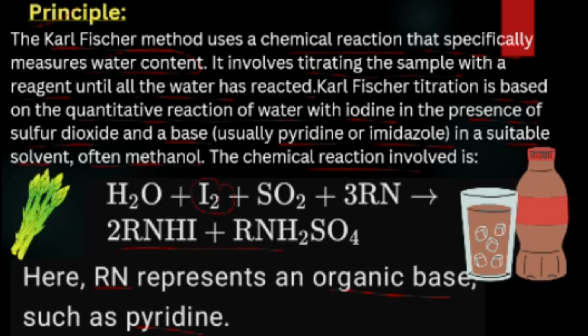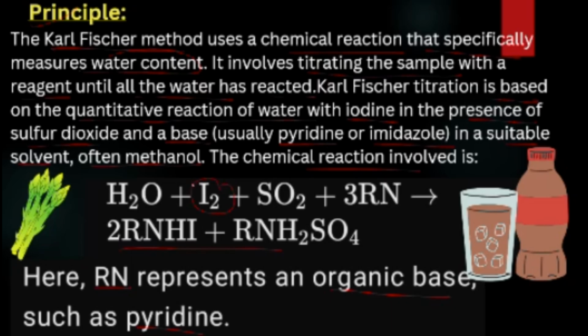This iodine is added from a burette, and the amount of iodine required to react with water in the sample is measured. The volume of iodine titrant used is proportional to the amount of water in the sample. Water reacts with iodine to form hydriodic acid, and once all the water in the sample has reacted, the titration ends, allowing for the precise measurement of the water content.